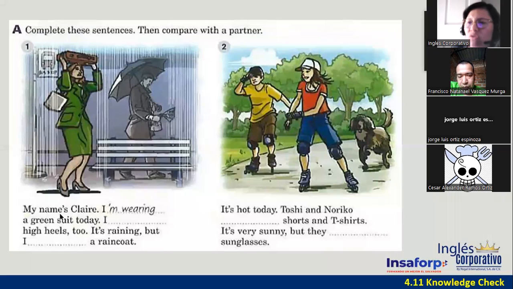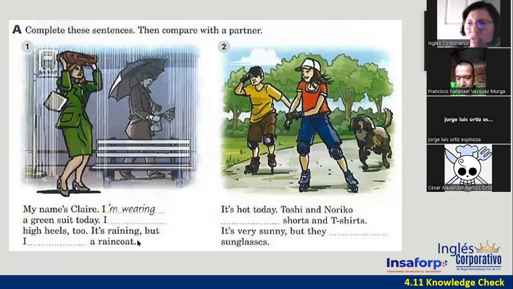¿Ok? Entonces, ¿qué vamos a hacer? Vamos a rellenar con verbo to be, ya sea afirmativo o negativo, para decir si ella lleva o no esa ropa. ¿Ok? So, my name is Claire and I'm wearing a green suit today. Is she wearing a green suit? Yes, she is, right? She's wearing a green suit. Luego dice I, high heels too. Is she wearing high heels, guys? Is she wearing high heels?